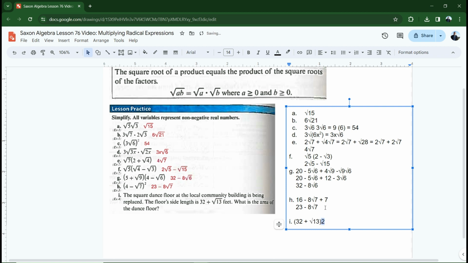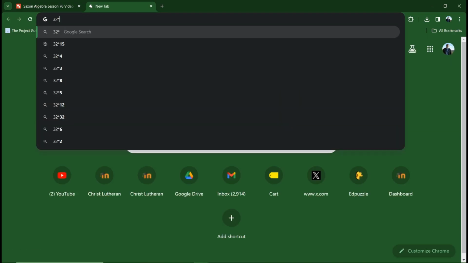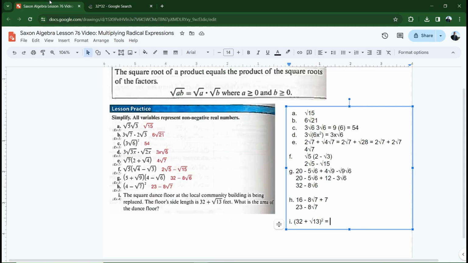squared. Okay? And if you know your special products, which you should at this point, you know that it's going to be the first number squared. Let's see, 32 times 32. I am going to use a calculator for that one. That's going to give me 1,024. Okay. Plus 2 times the first number, 64, times the second number, square root of 13. So 2 times 32 times the square root of 13. I'm just following the pattern here, folks. It's all you can do.